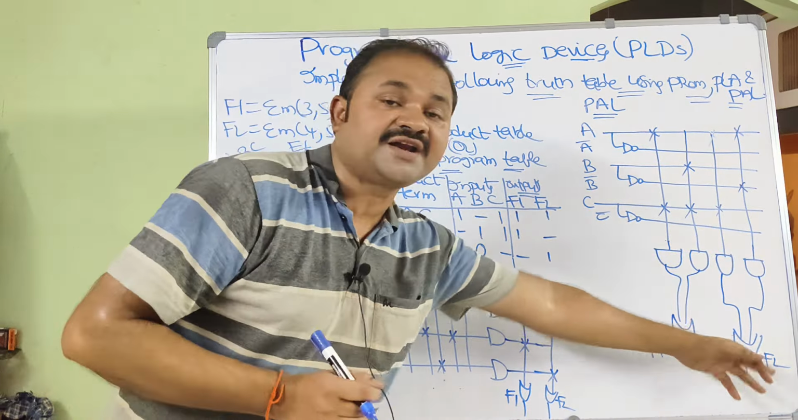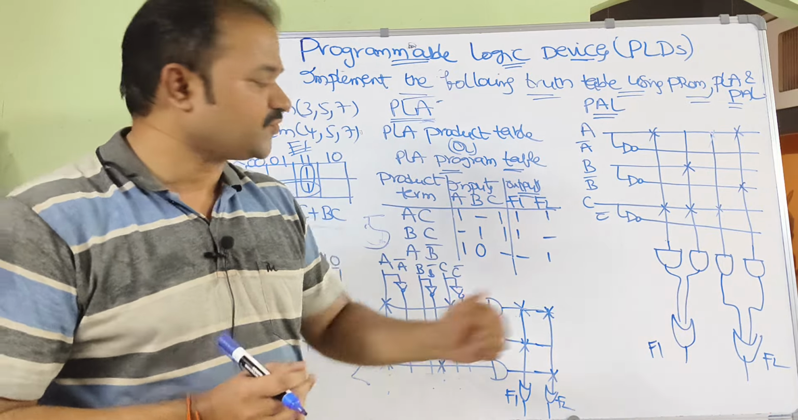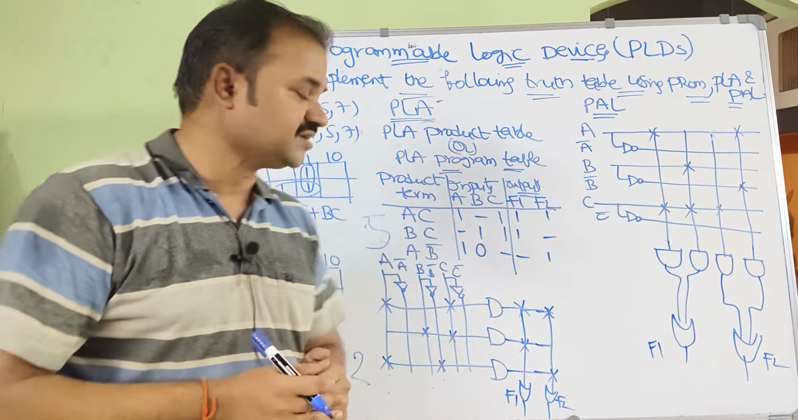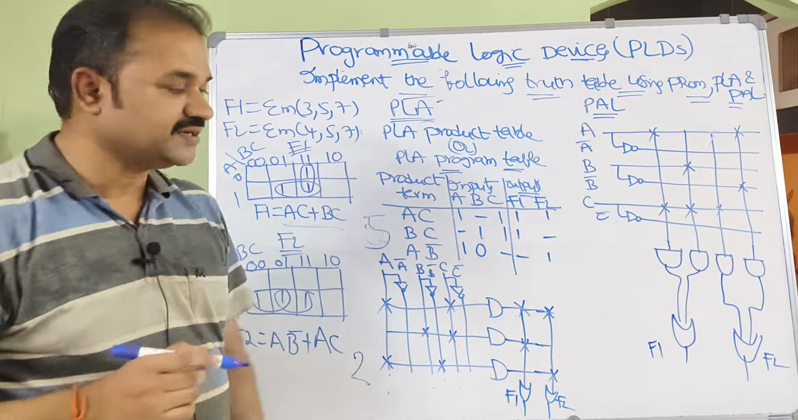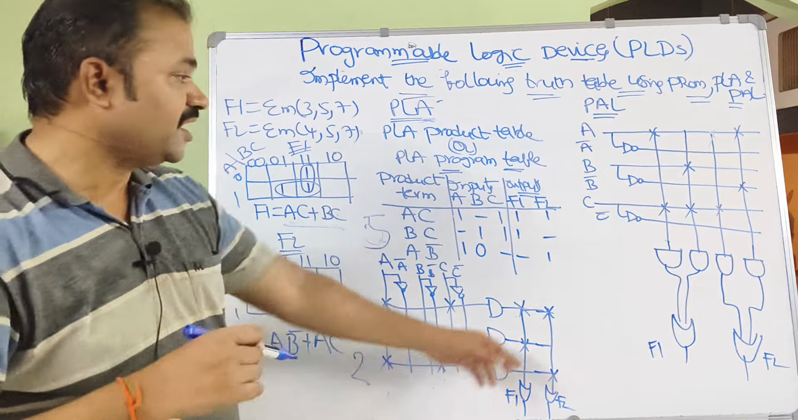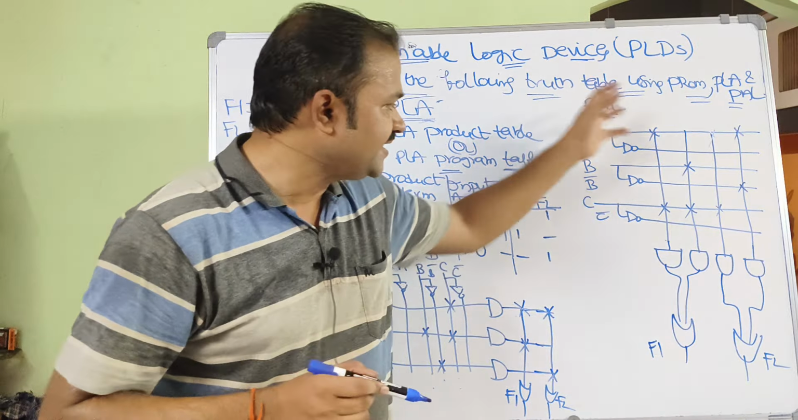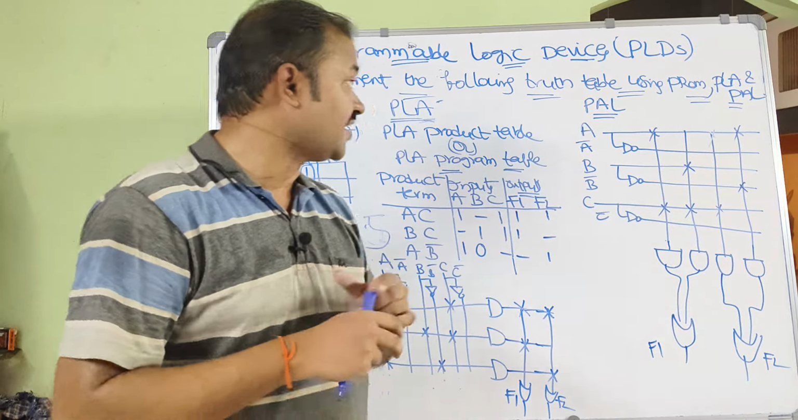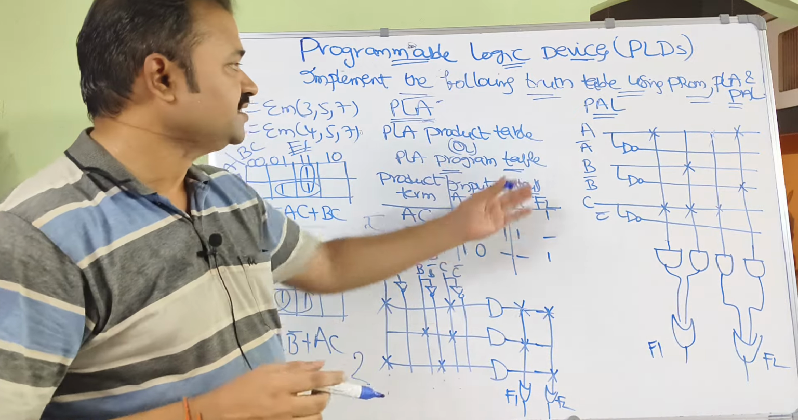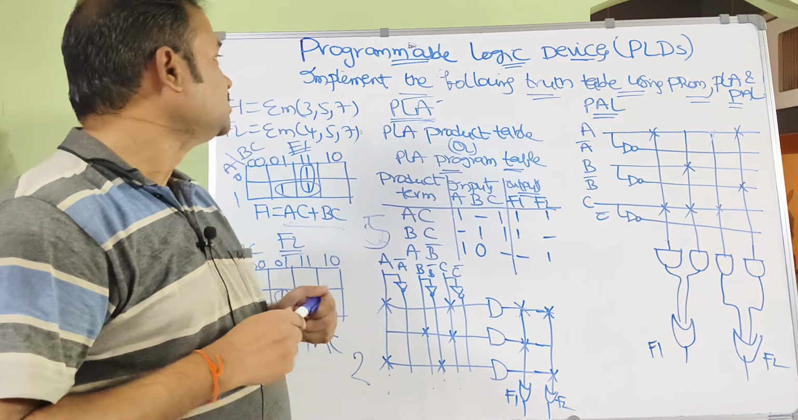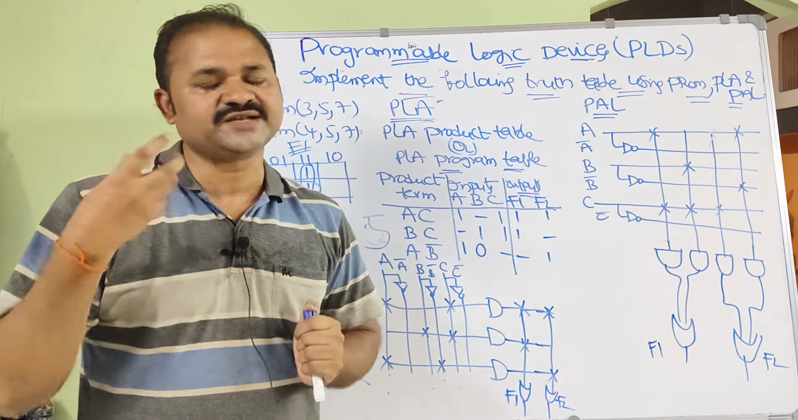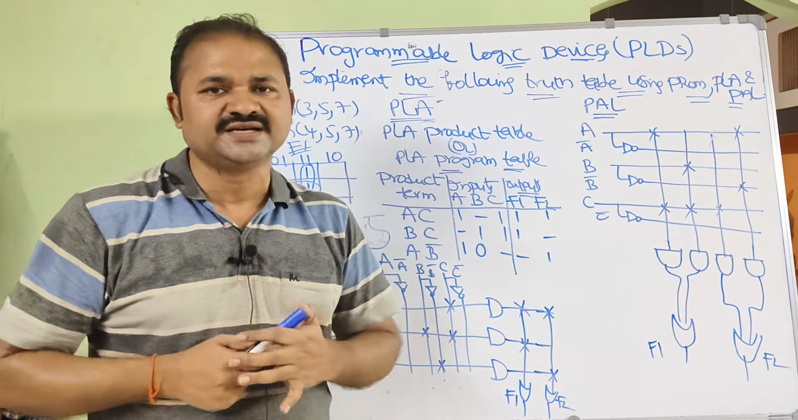Here the AND gates are programmable, whereas the OR gates are not programmable. The first OR gate performs the OR operation on the first 2 AND gates, that is AC plus BC. The second OR gate works on these 2 AND gates, that is AB bar plus AC. So the AND gates are programmable, but the OR gates are not programmable. They are fixed. So this is about PAL. This is about programmable logic devices. Likewise, you can solve any problem very easily in the examination.